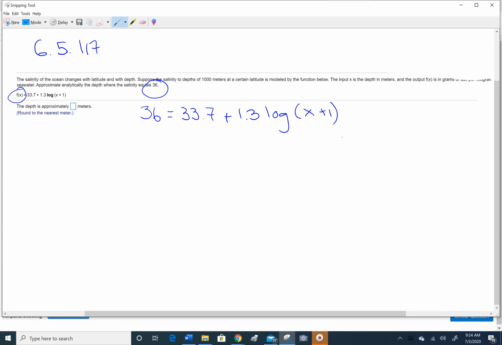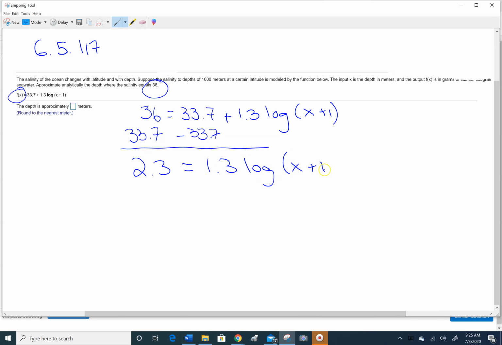So just like you would solve an equation regularly, you have to first of all subtract 33.7 from both sides. So use your calculator. 36 minus 33.7 is 2.3. So 2.3 equals 1.3 log x plus 1.